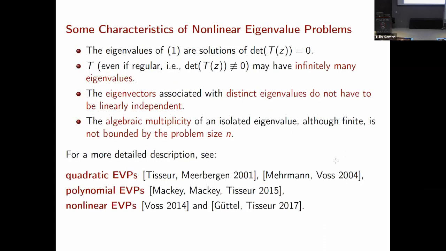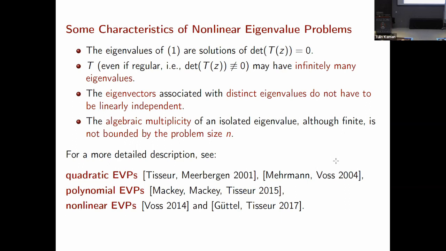Okay, so some of the characteristics. The main problem we very often have is that we learn about linear eigenvalue problems and we have some expectations and some characteristics, and then we move to nonlinear eigenvalue problems and we try to generalize. And very often, unfortunately, things which we know from the linear case don't generalize to the nonlinear case.